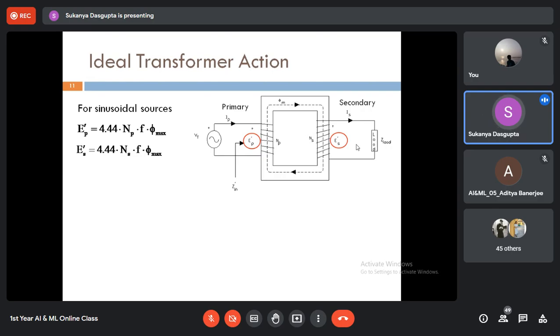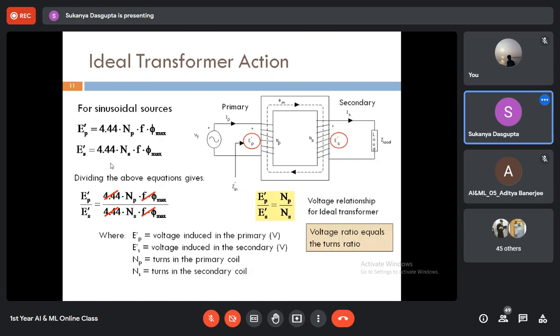So simplifying this, you will get EP dashed equal to 4.44 NP f Φ max, whereas ES dashed equals 4.44 NS f Φ max. So EP dashed by ES dashed is just equal to NP by NS. This is the basic voltage relationship for an ideal transformer. That means EP dashed NS equals NP ES dashed, right?